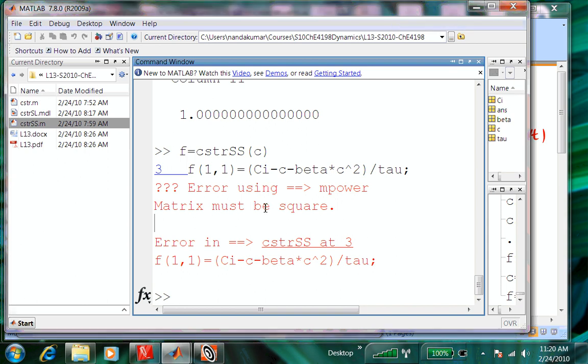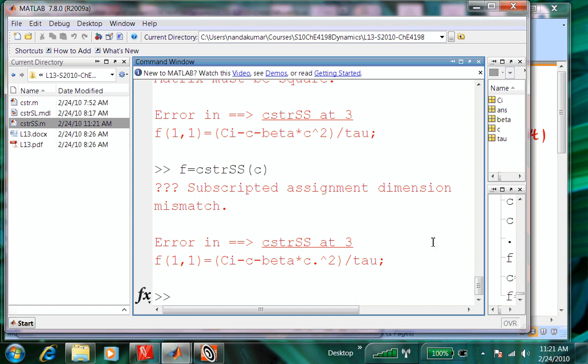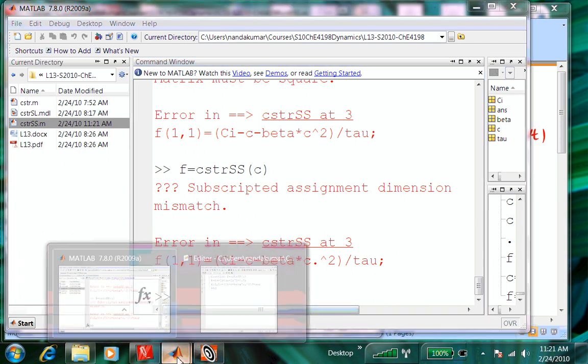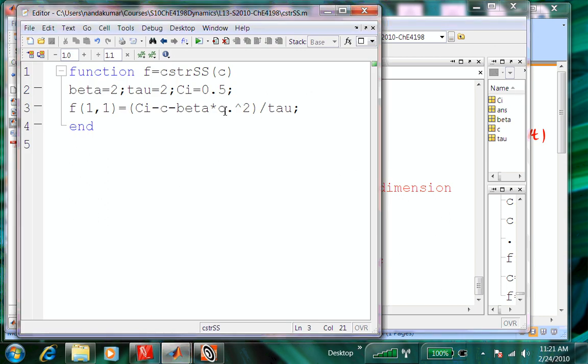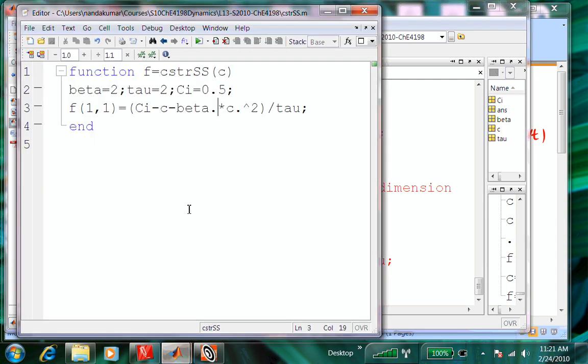There's an error there, and the error is because this operation cannot be done with an exponent. So it has to be c dot x. Dot star. Yeah, I'm not sure whether you need the dot star. Oh, yeah, we don't really need this.